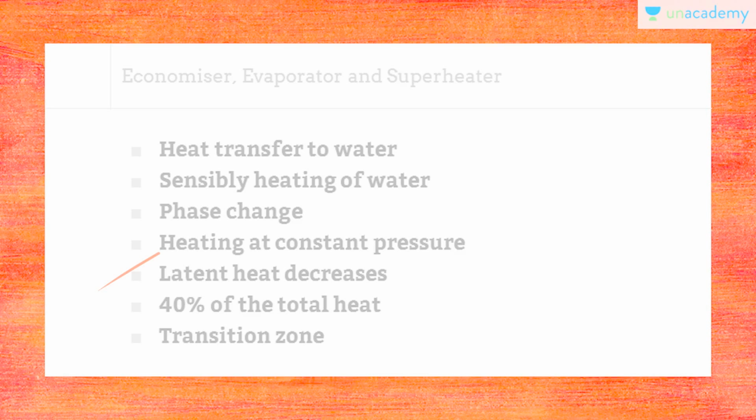For unit mass of fluid, the heat transfer in these three exchangers is given by: in the economizer H5 minus H4, in the evaporator H6 minus H5, and in the superheater H1 minus H6.